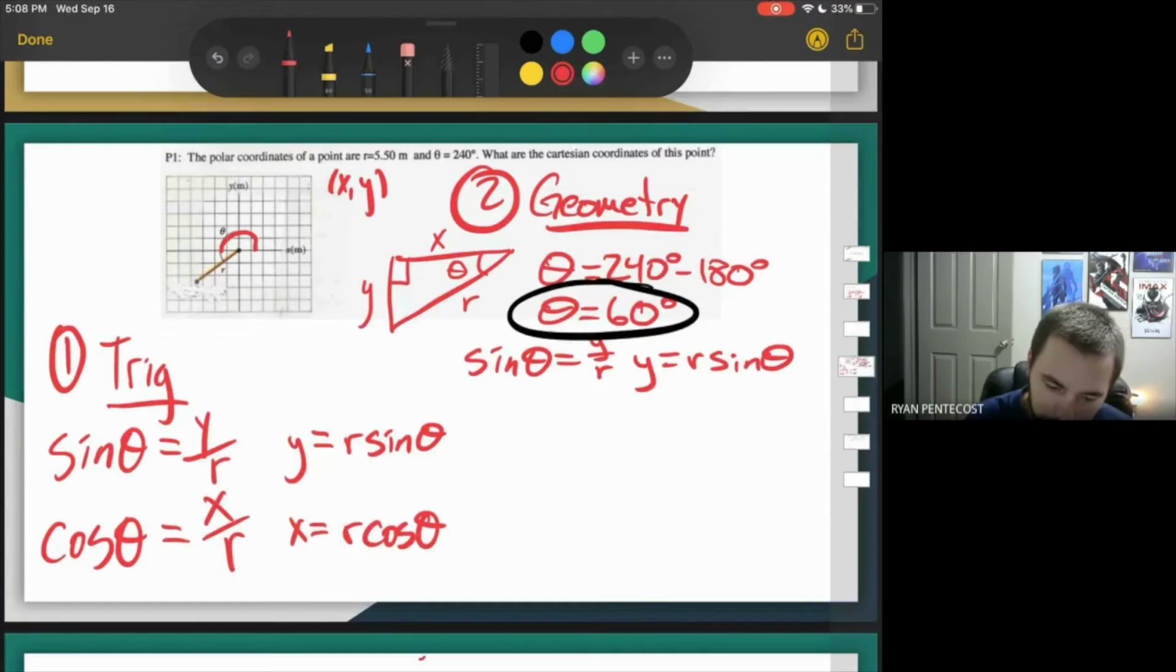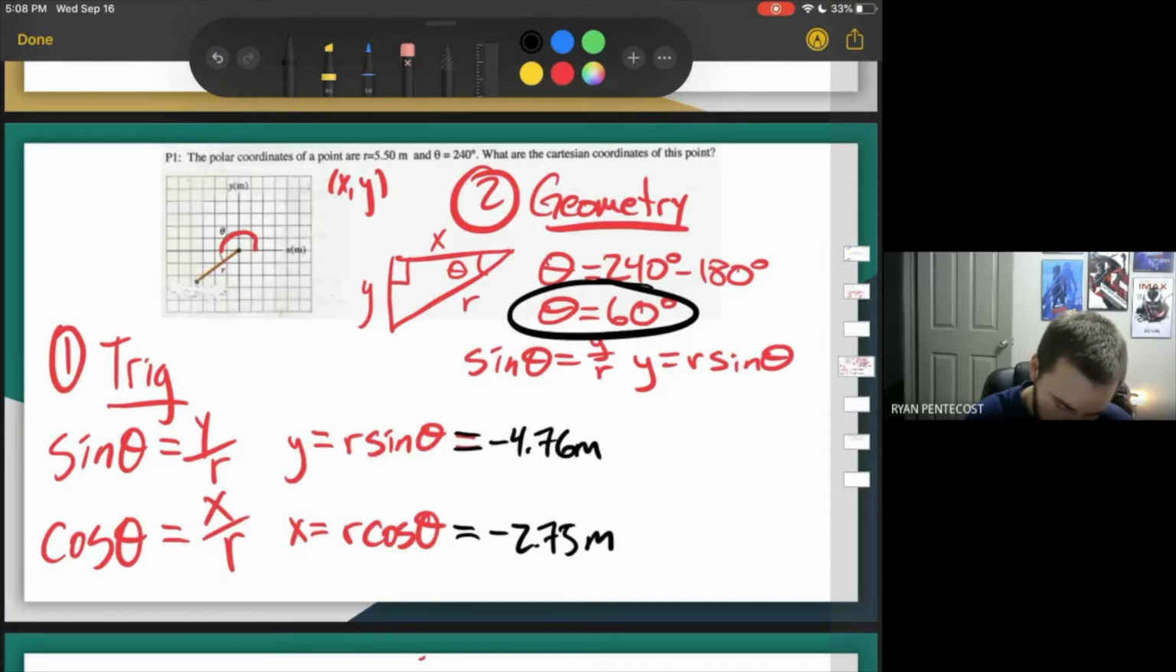However, if you use the trig method, here you will get a negative 4.76 meters, and here you will get a negative 2.75 meters, giving you a coordinate of negative 2.75 and negative 4.76 meters. And that is the correct answer.